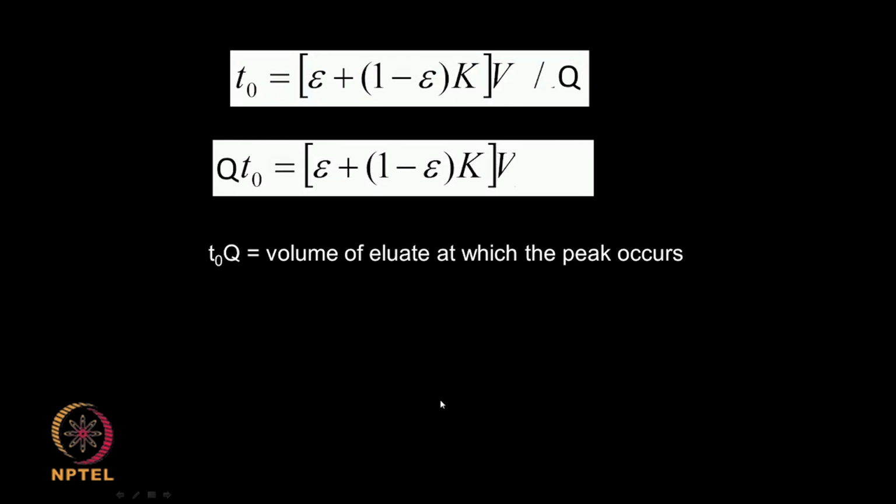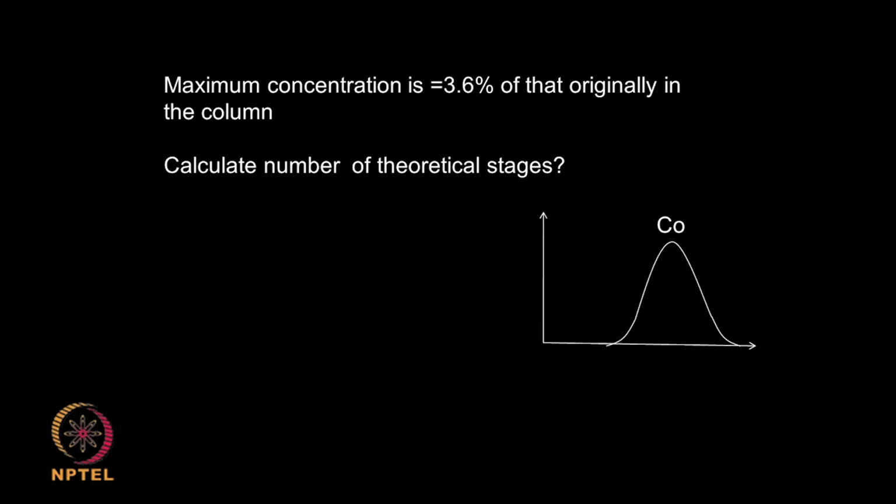We take that equation and multiply on the left hand side by Q, so Q T naught is 470, and the packed column volume is 80. When you substitute all these, we end up with K equal to 9.1, that is the equilibrium constant. Let us look at another problem.